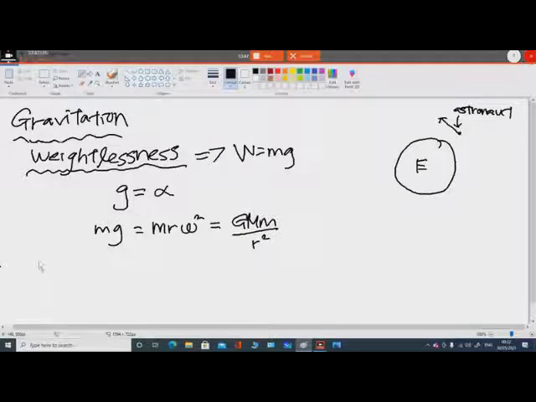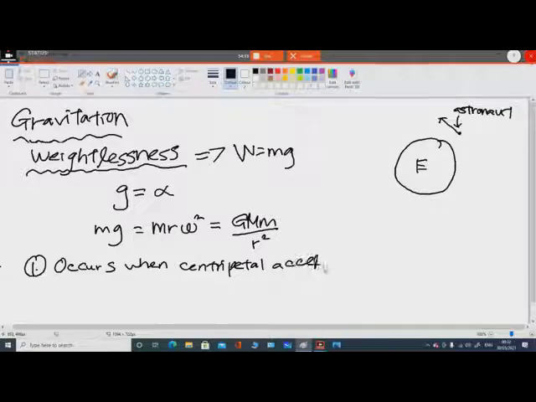Okay, let me explain it in terms of a qualitative explanation. The first point: weightlessness occurs when centripetal acceleration is equal to acceleration due to gravity.